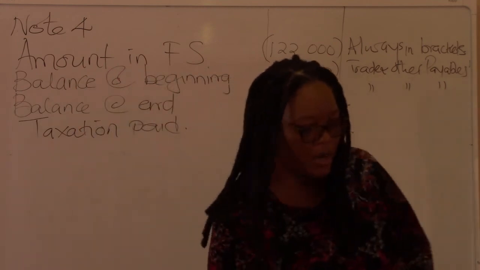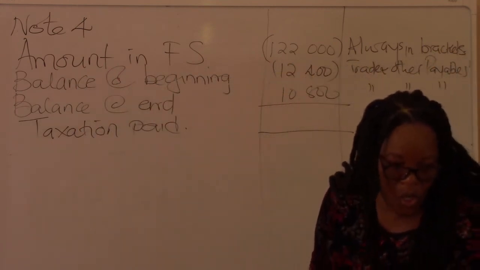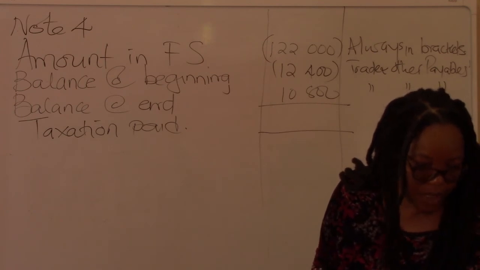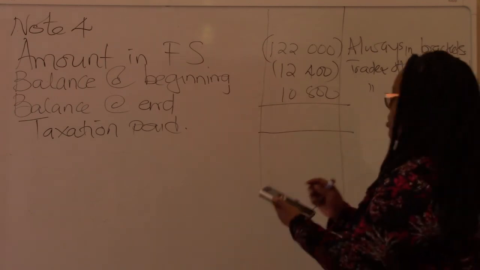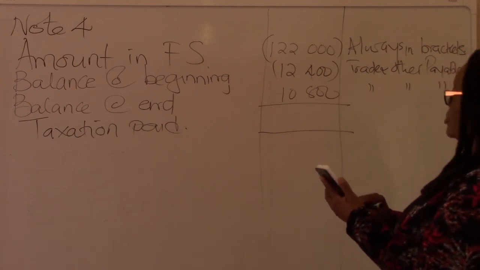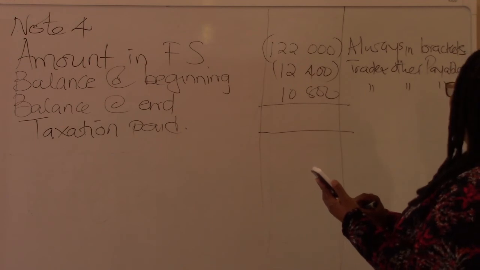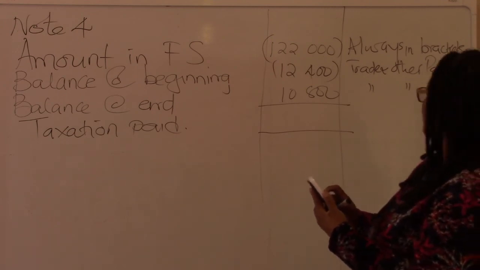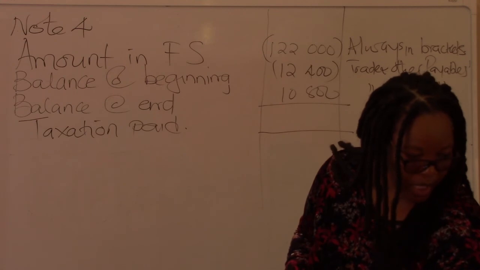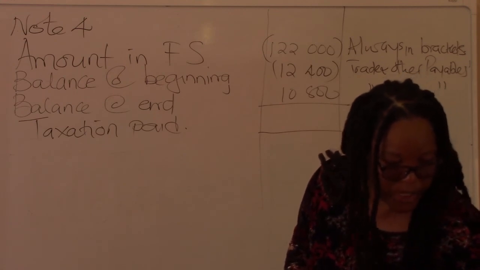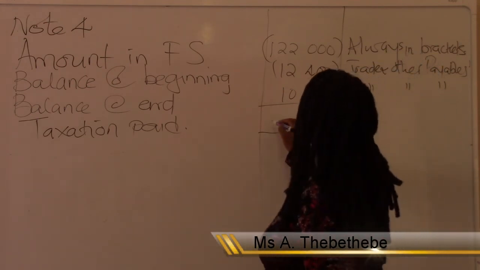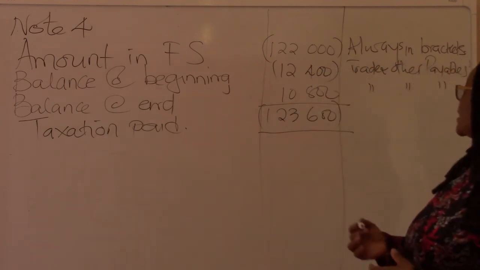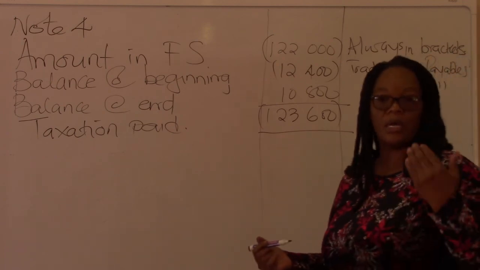We do that. This is our taxation paid. All right, let me use my calculator there. It's going to give me 122,000 plus 12,400 minus 10,800. So I'm going to get my tax paid of 123,600. That much. So that's my taxation paid, which will go to my cash flow statement.